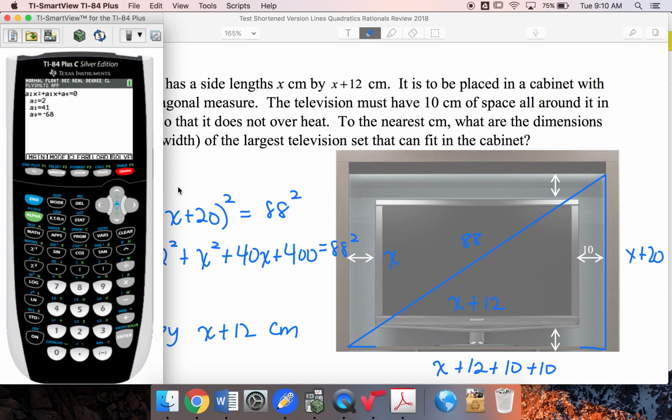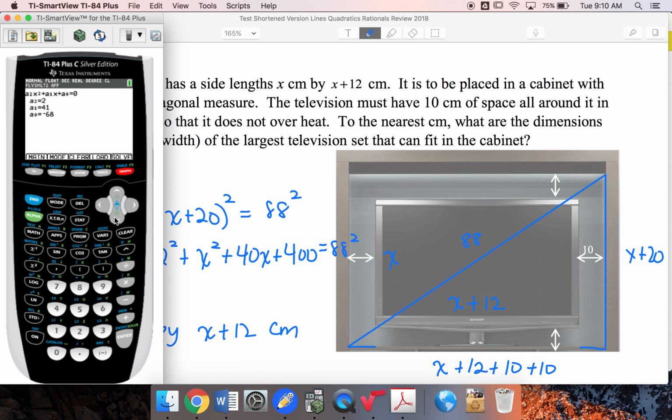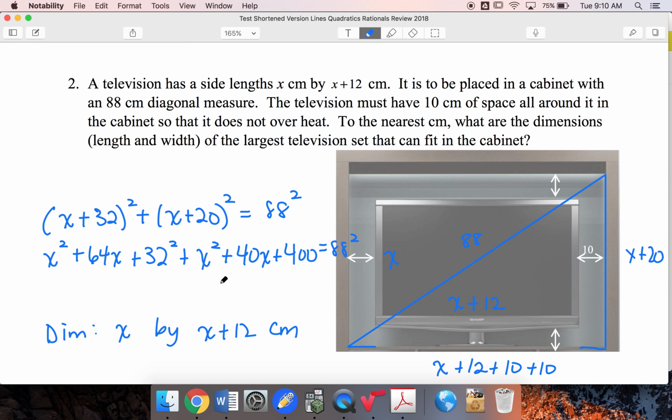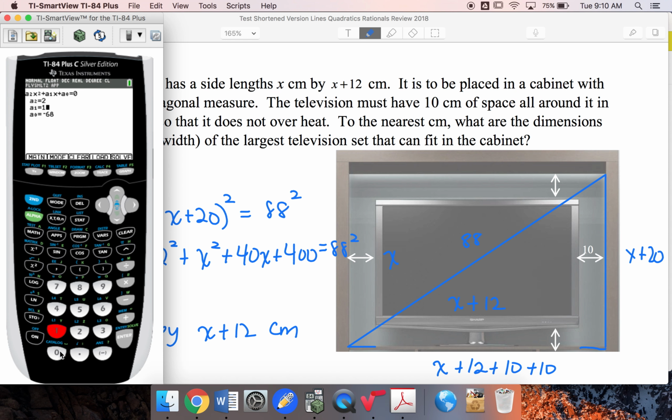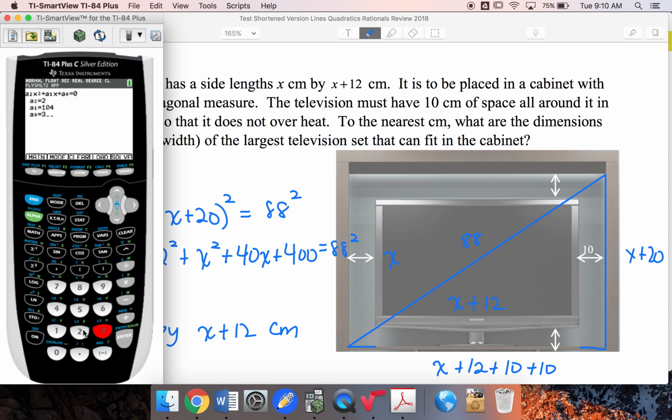So for my ax squared, well, I've got x squared plus x squared, so I'll have 2x squared. Down here, I'm going to have 64 plus 40 is 104 for the x's. And then for my third value, I'm going to have 32 squared plus 20 squared minus 88 squared. So I'm just going to write that in: 32 squared plus 20 squared minus 88 squared, and the calculator will calculate that for me.